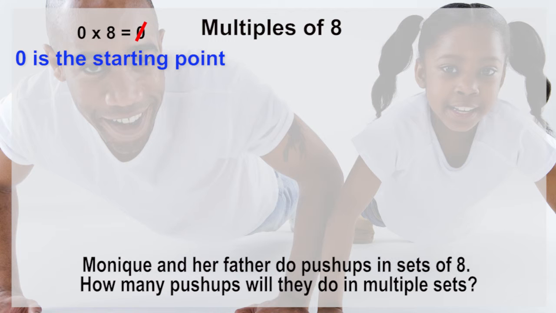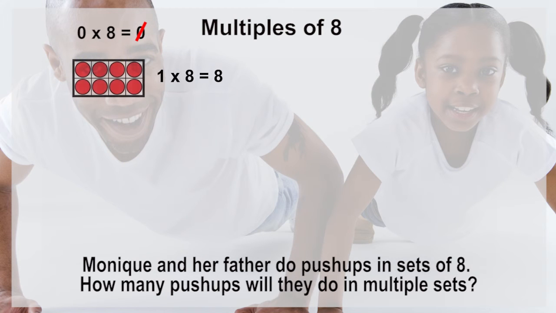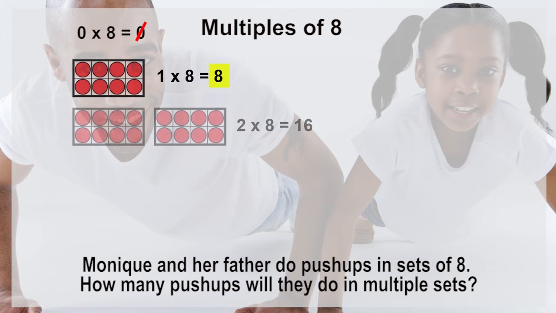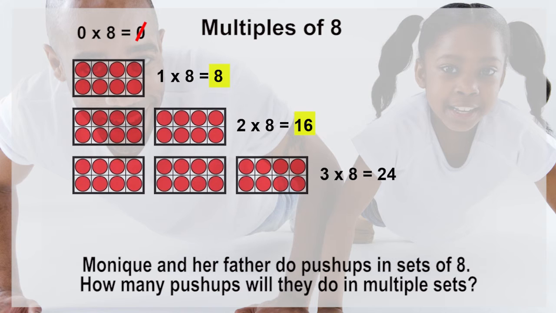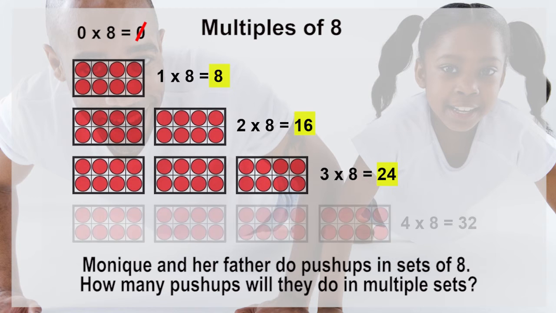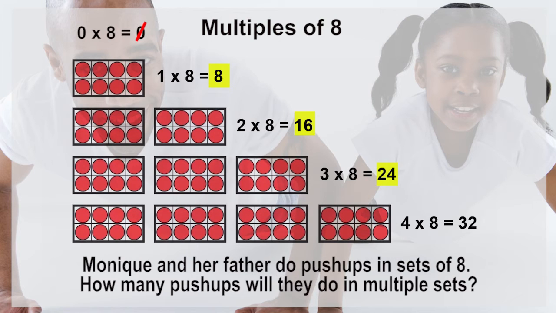So to represent one set of push-ups, I will lay out 8 counters. This is 1 times 8, or 8. To represent 2 sets, that is 2 groups of 8 counters, which represents 2 times 8, or 16. For 3 sets, I will lay out 3 groups of 8, which is 3 times 8, or 24. 4 sets of push-ups would be 4 groups of 8, or 4 times 8, which is 32. Wow, 32 push-ups is a lot of push-ups.